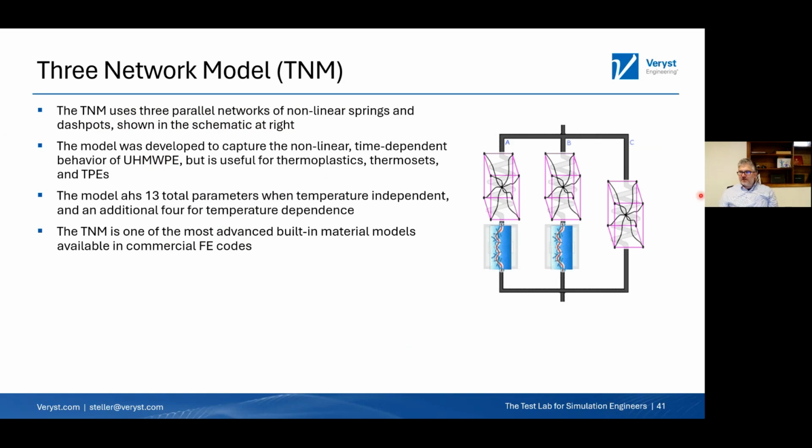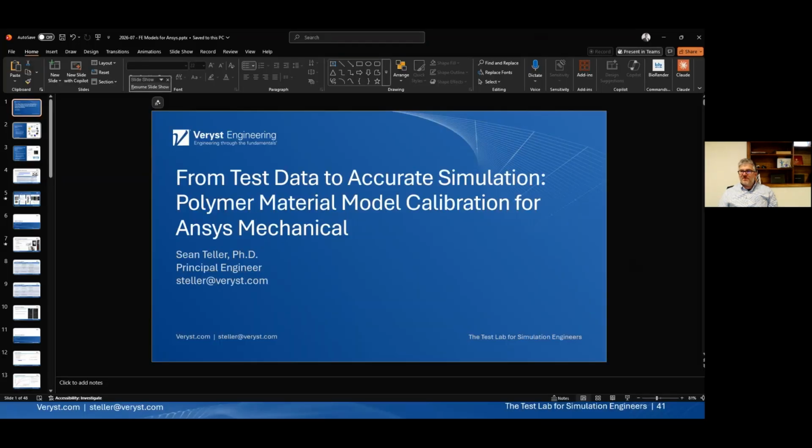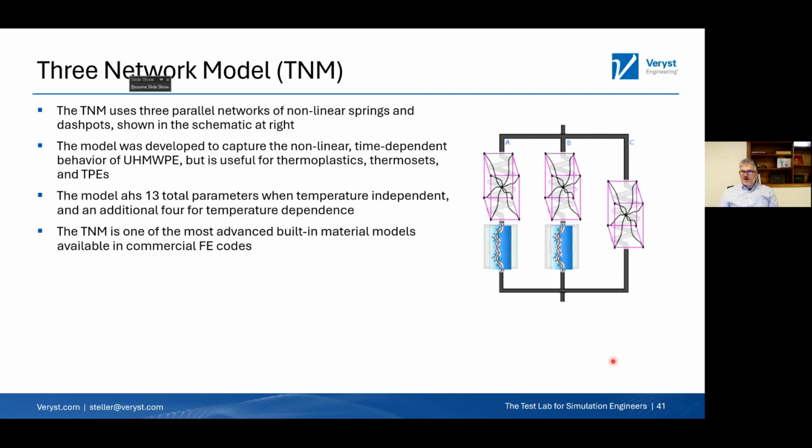And the next one I want to go to is the 3-network model. And I see I've got a little bit of a typo in this slide. I apologize for that. So this is a model that was developed for ultra-high molecular weight polyethylene by Jorgen, and the paper was published when he was here at Verisk Engineering. It's very simply named, I would say. There are 3 networks, so it's called the 3-network model. It was developed for ultra-high molecular weight polyethylene, but is very good for capturing all sorts of thermoplastics, TPEs, and even elastomers. Though sometimes it can be a little bit of overkill.